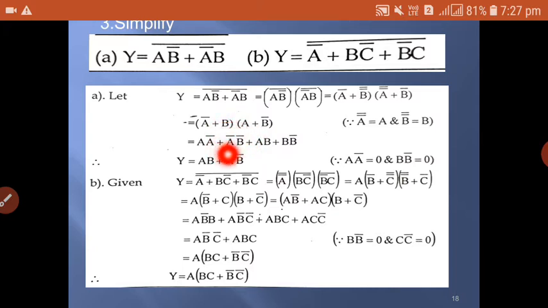Again multiplying individual terms, it will be A into A bar, which is equal to 0, and A bar B bar plus AB plus B into B bar, which is again equal to 0. So the output expression Y is equal to AB plus A bar B bar.